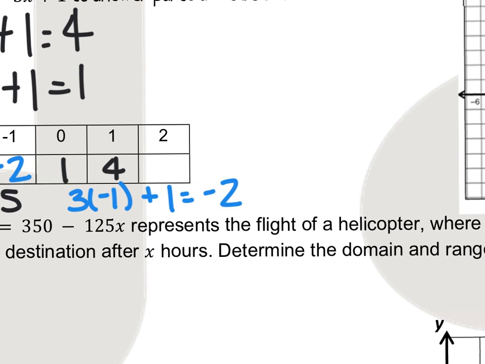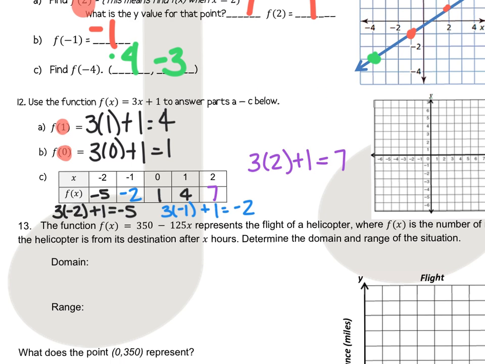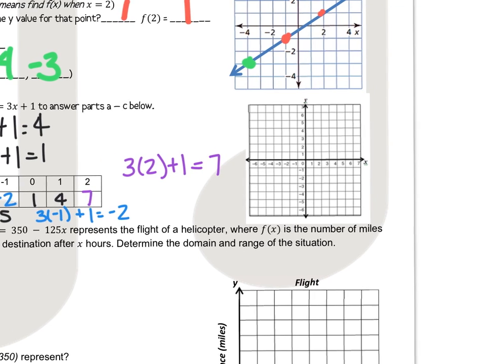And then I also have to plug in 2. So I'm going to do 3 times 2 plus 1. 3 times 2 is 6, plus 1 is 7. So my table is now complete. And then we can graph those points on the graph over here to the right.